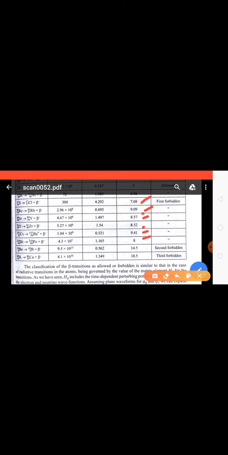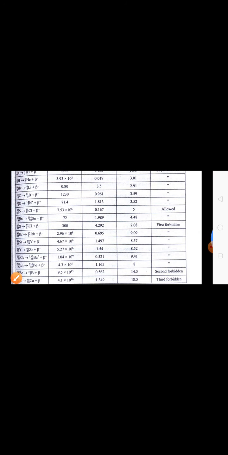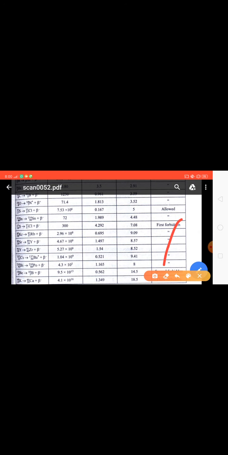Later, values greater than the first forbidden range. The first forbidden range is nothing but 7 to 9. Above the value of 9, like 14.5, 18.5, there are second forbidden transitions and third forbidden transitions, like that. The classification of the beta transitions as allowed or forbidden is similar to that in the case of radiative transitions in atoms, being governed by the value of the matrix element HIF for the transitions.